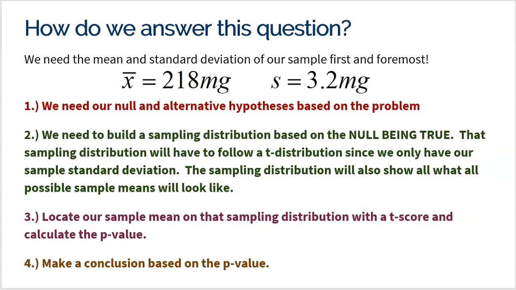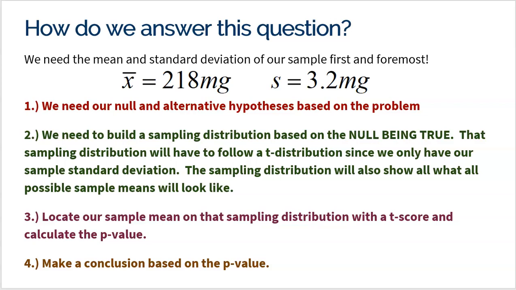All right, so how do we answer this question? Well, the first thing we need is the mean and the standard deviation from our sample. Remember, they looked at a sample of 35 pills, and the mean of that sample was 218 milligrams, and the standard deviation is 3.2. So now we have to slow down for a second. This is a big step in the process.